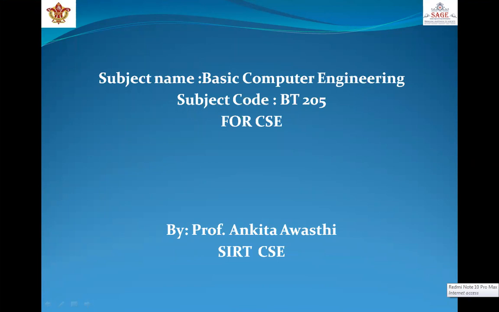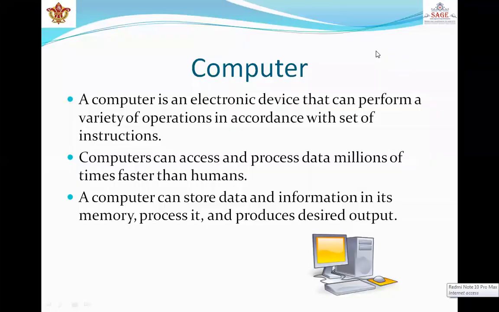What is computer? A computer is an electronic device that can perform a variety of operations in accordance with a set of instructions. Computers can access and process data millions of times faster than humans. A computer can store data and information in its memory, process it, and produce the desired output.